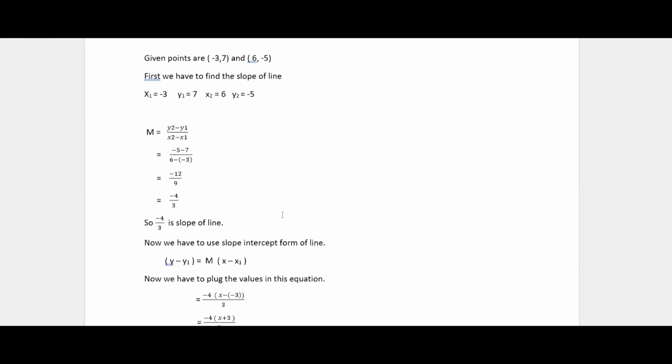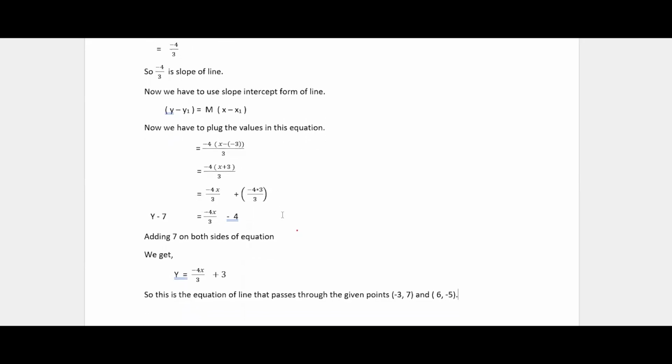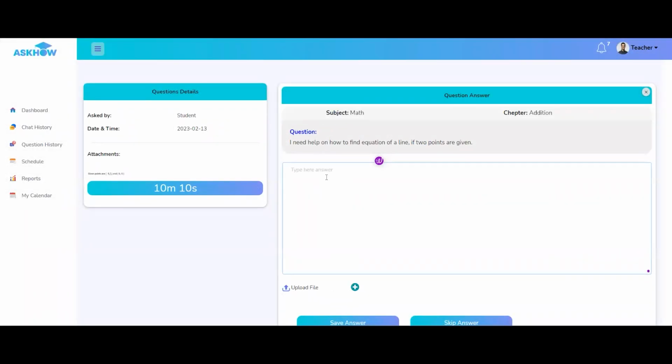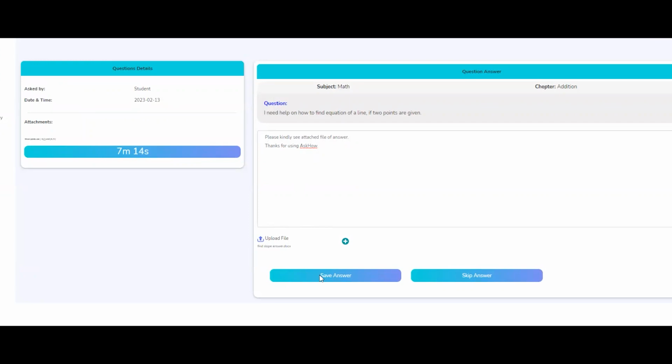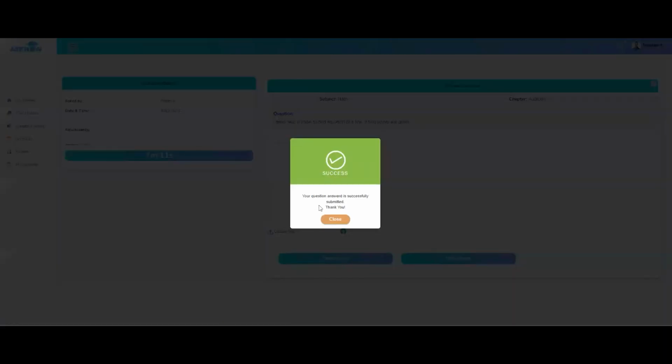Student get this complete answer in PDF format. Here, teacher can write summary about the answer. Teacher uploaded the answer on AskHow platform. Now answer is successfully submitted.